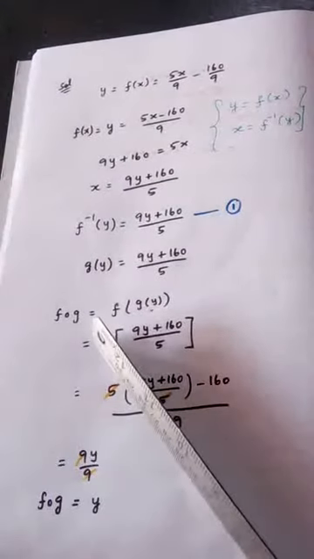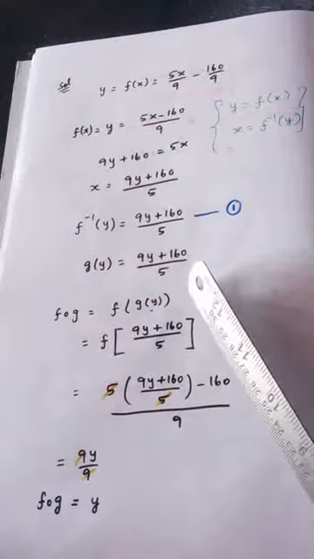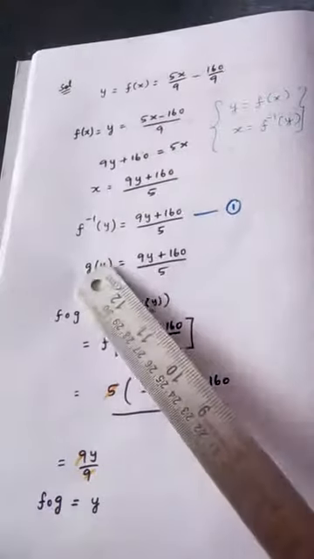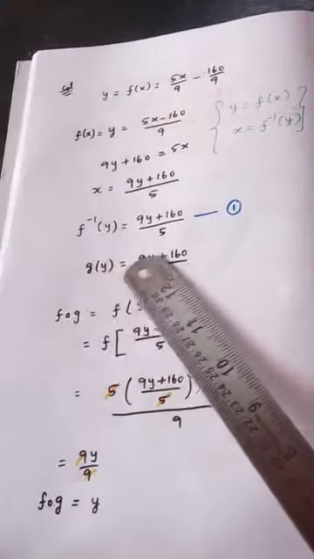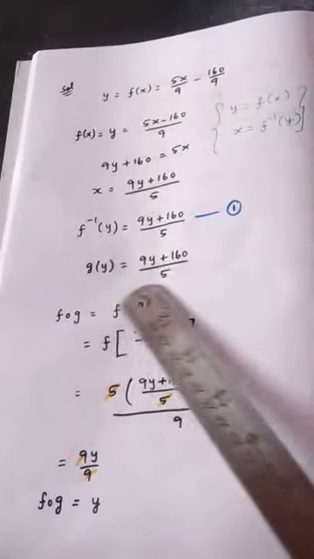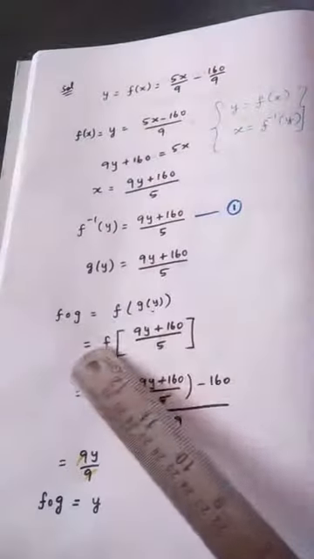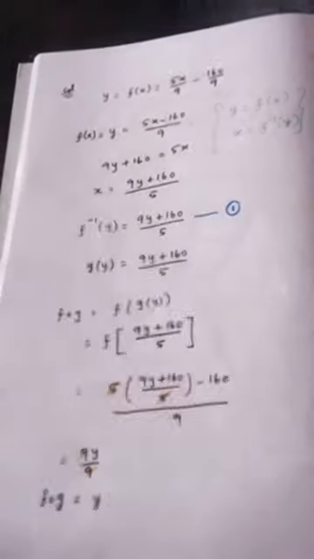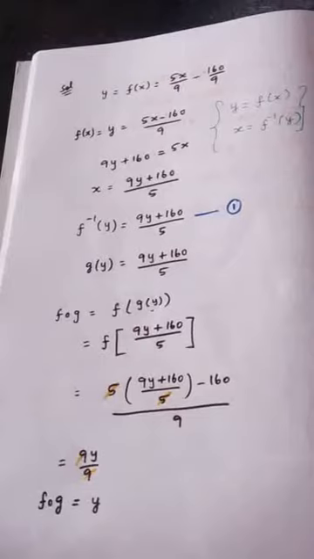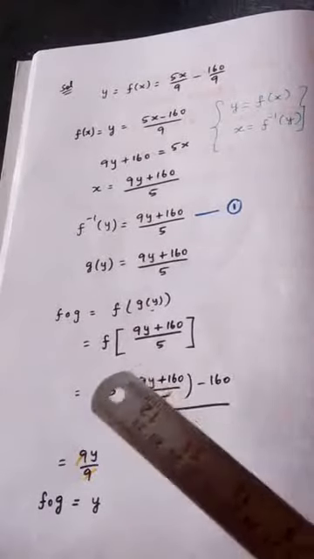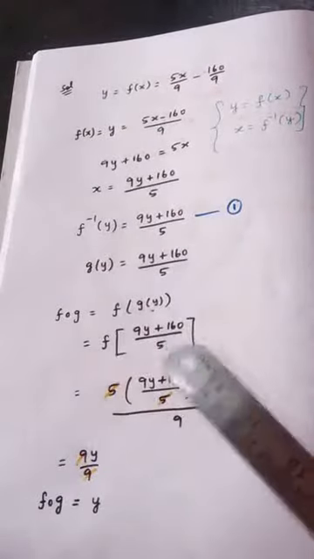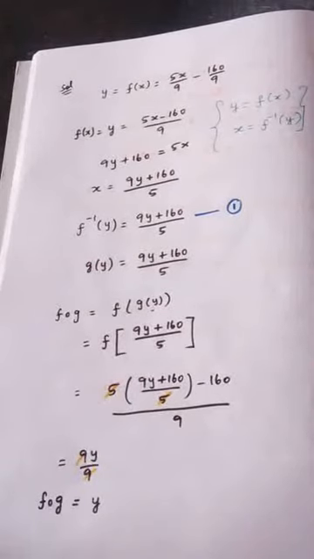F composite g, how to write? F of g of y. What is g of y? In the above line itself we have the answer, (9y plus 160) by 5. This is the value for g of y. So in place of g of y, substitute that. Now if you see this, f of (9y plus 160) by 5 is coming here, right? F of (9y plus 160) by 5.